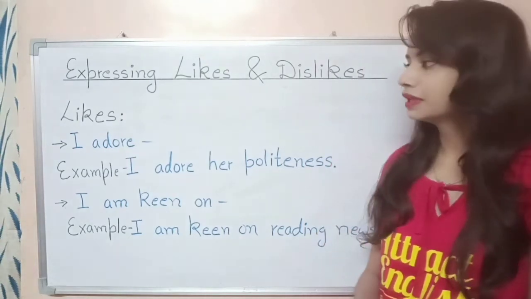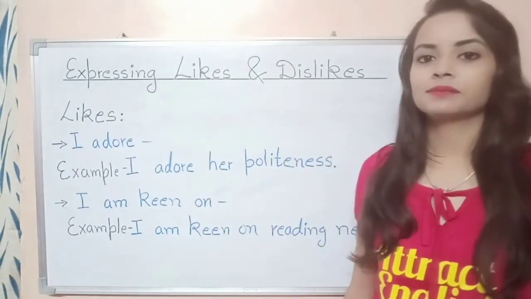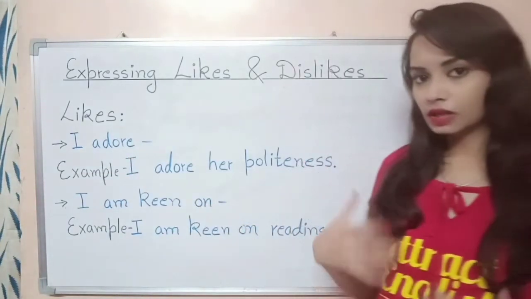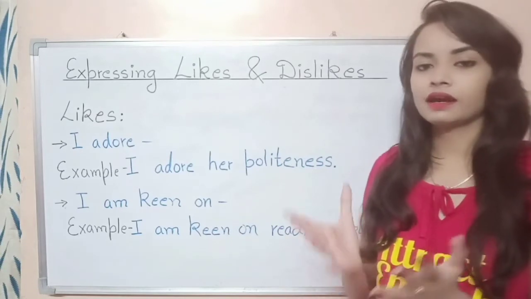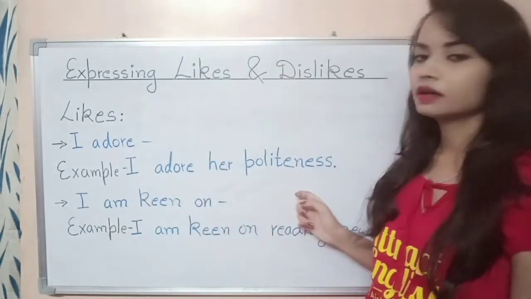Let us start with likes. How to express your feelings when you like something. First is I adore. Adore means to love something or to really like something or to highly respect something. Example, I adore her politeness.